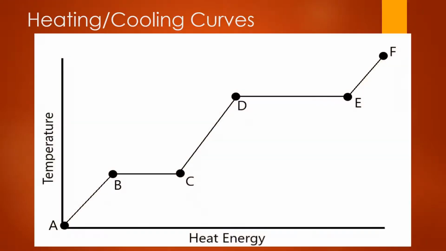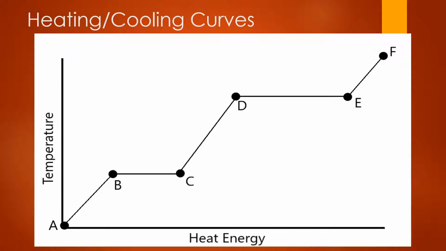So let's look at an actual heating and cooling curve. This would be considered a heating curve. A cooling curve would just have a negative slope. You see here I have temperature on the y-axis and heat energy on the x-axis. And so as we add heat energy, we see that at times the temperature changes. Now, sometimes the temperature doesn't change. Why? We'll get to that in a little bit.